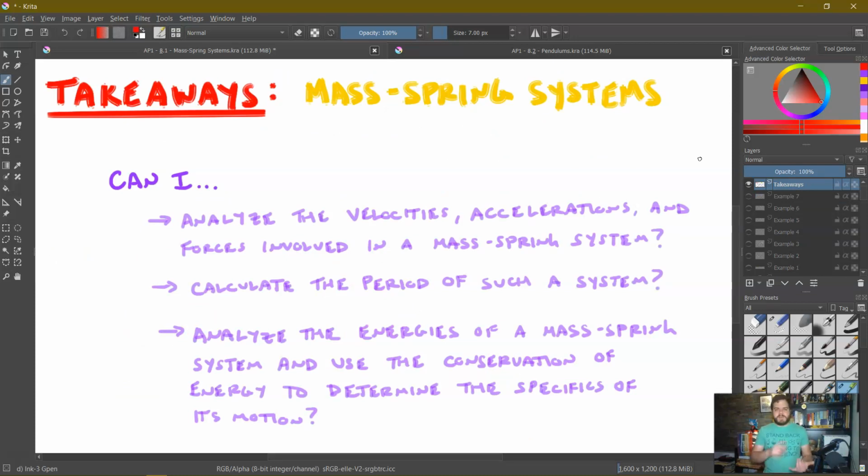Well, can we analyze the velocities, accelerations, and forces involved in a mass spring system, particularly for that horizontal setup? Can we calculate the period of such a system using T_s equals 2π the square root of m over k? And can we analyze the energies of a mass spring system and use that conservation of energy to determine the specifics of its motion, keeping in mind when it's at equilibrium, all the energy is kinetic, and when it's at its amplitude points, all of that energy is in fact elastic potential energy.